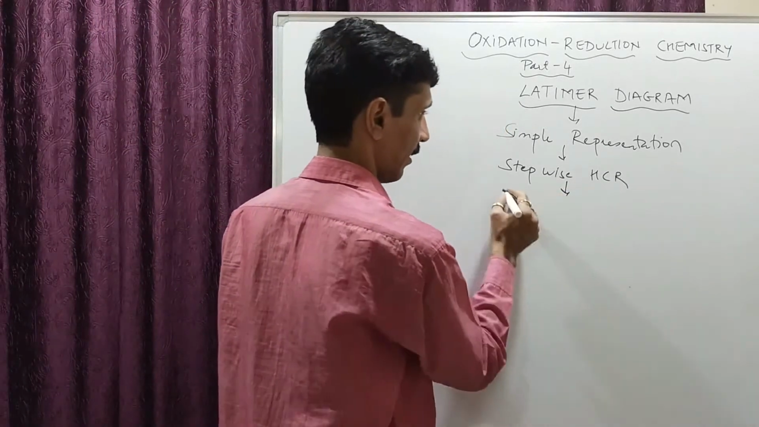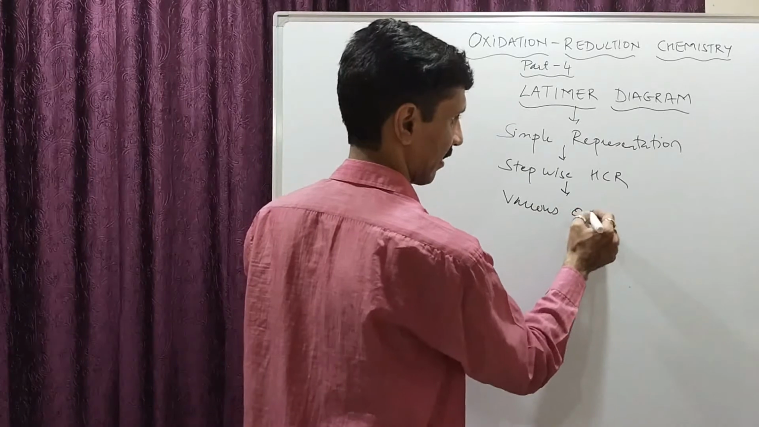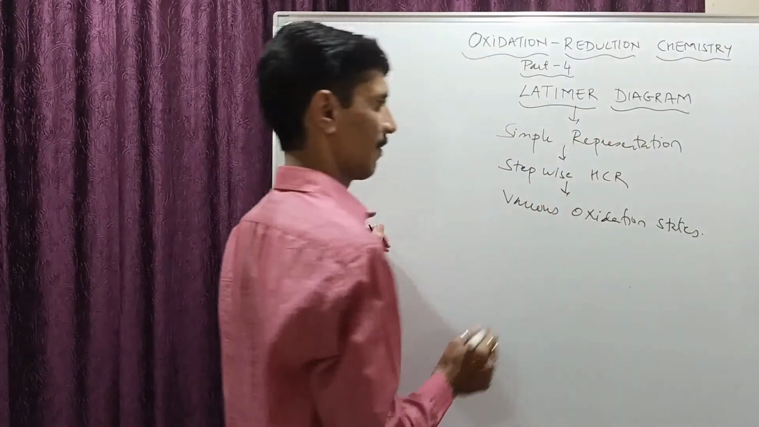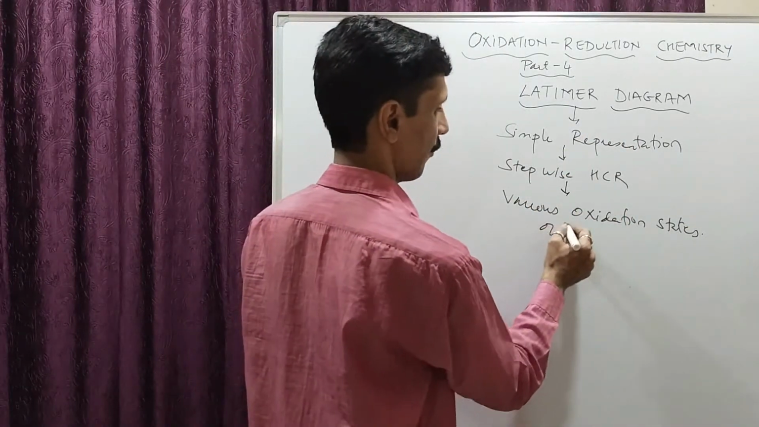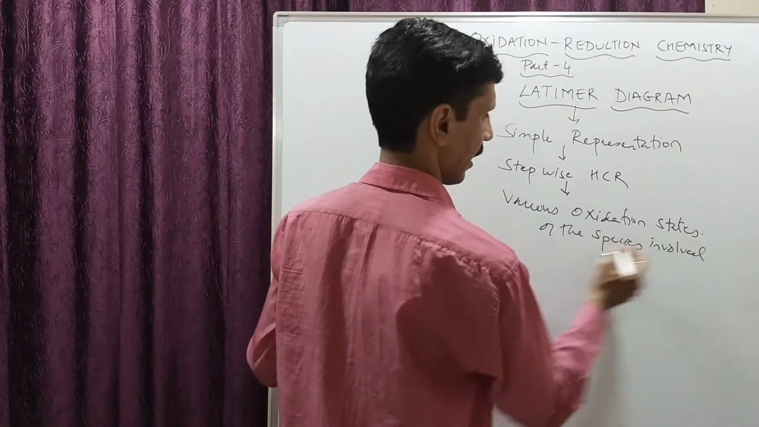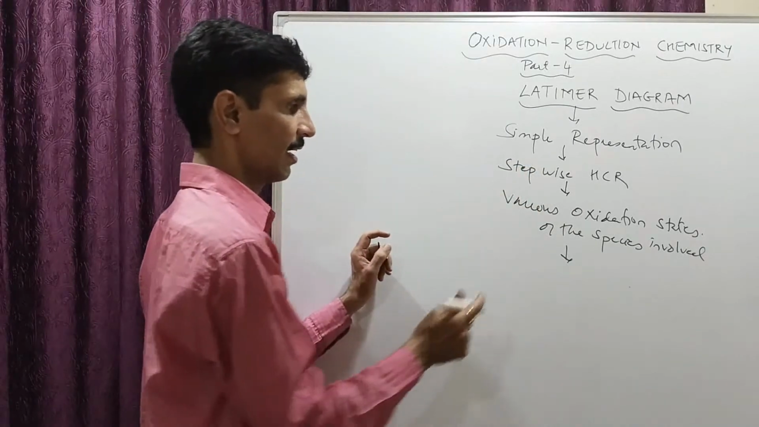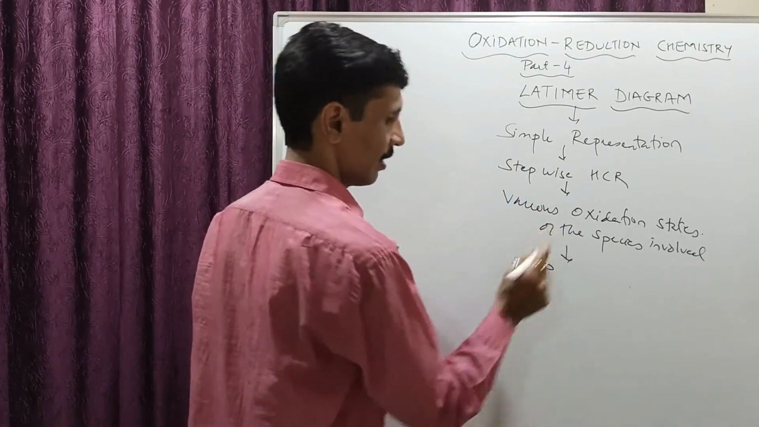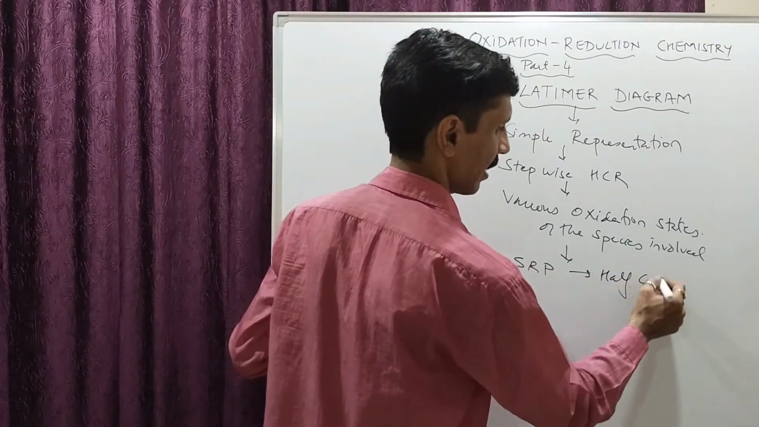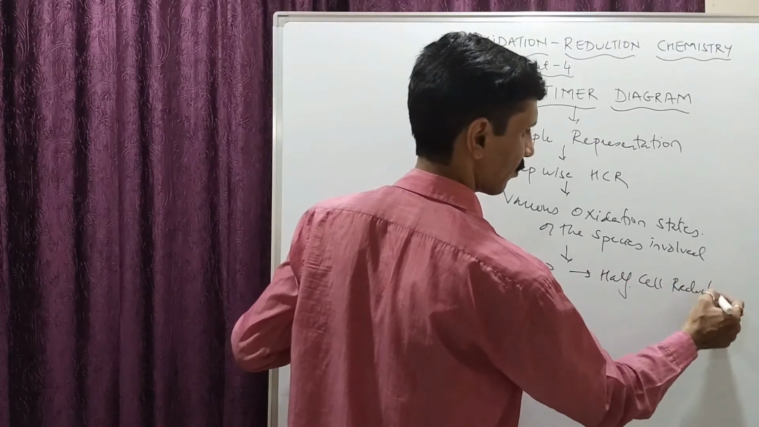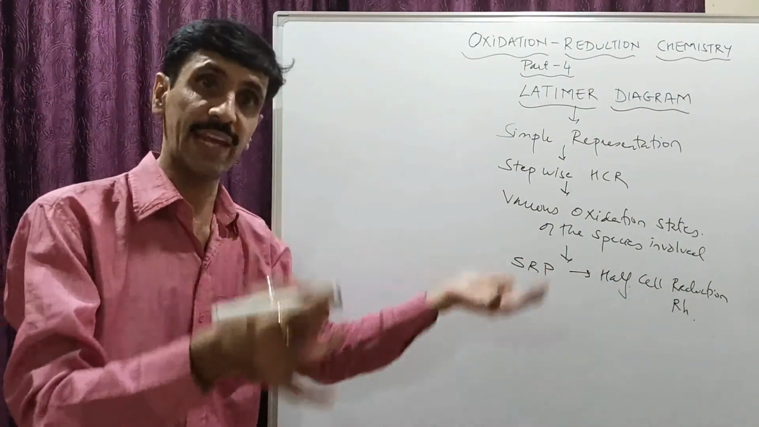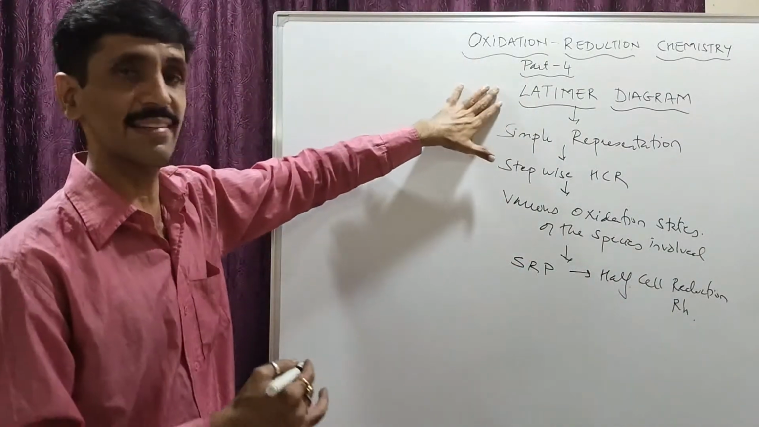उसे हम connect करते हैं with the various oxidation states of the species involved in that particular half cell reaction. Okay, और उसको फिर हम connect करते हैं. We are also connecting this with the SRP values, standard reduction potential values for a half cell reduction reaction. Yes, my dear friends. So this is the simplest way of defining what a Latimer diagram is.